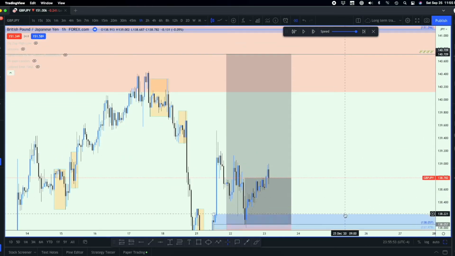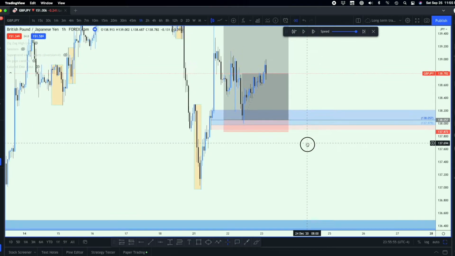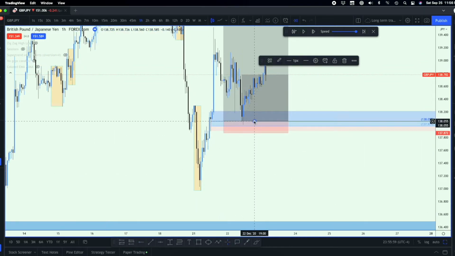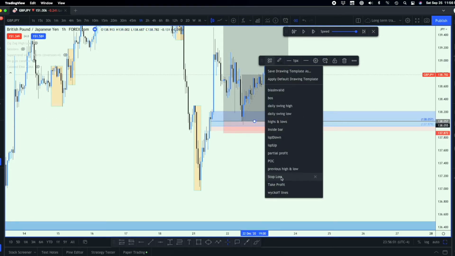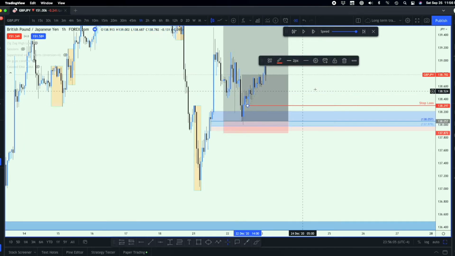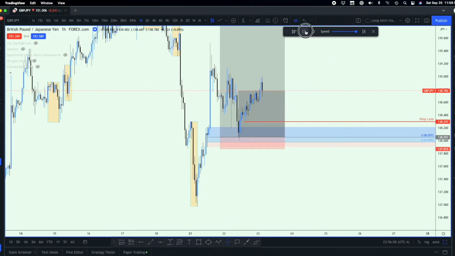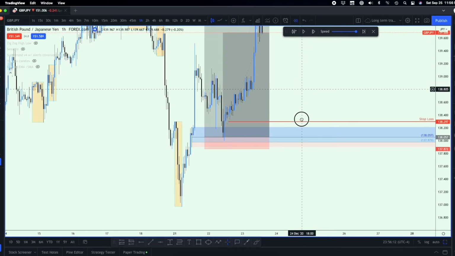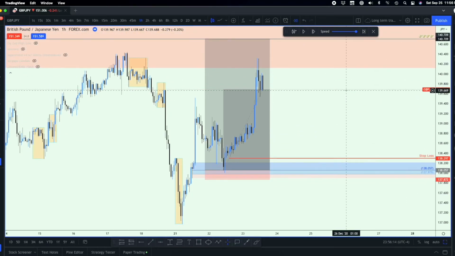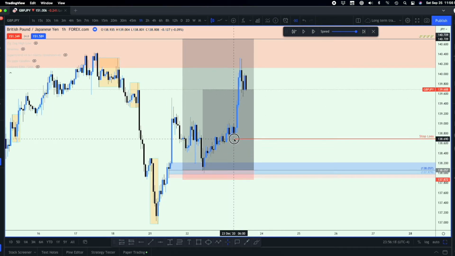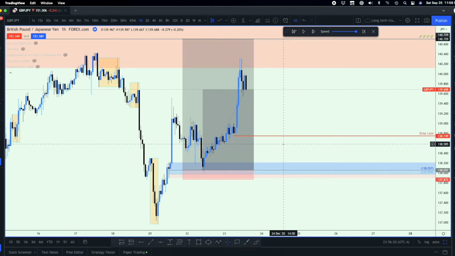Break even though. Oh, I need to put it. I'm not gonna break even. Next leg, I'll be under this swing. Last swing.